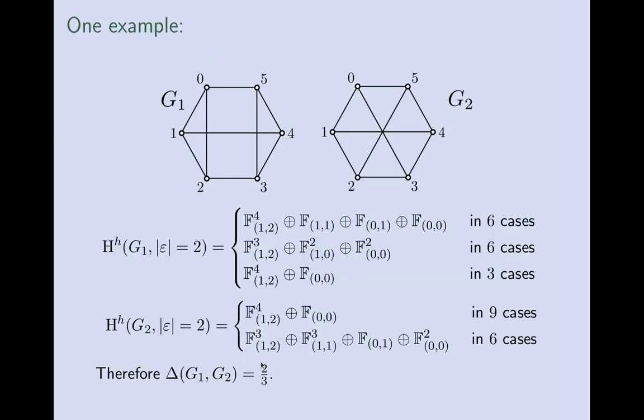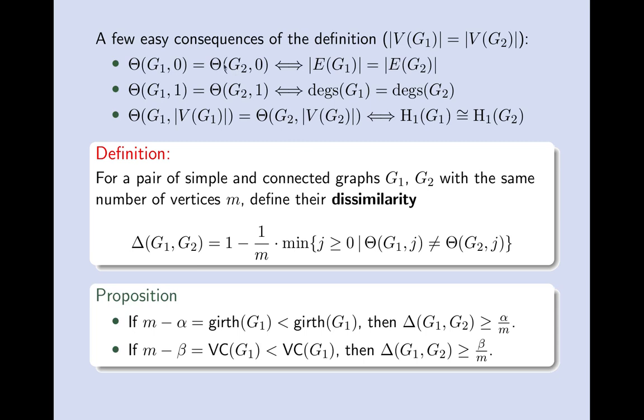Let's see a concrete example to explain a bit what I'm talking about. So let's consider these two graphs on 6 vertices, G1 and G2. And let's note immediately that they have the same number of edges, and their degree sequences are the same. These are 3-regular graphs, so the valence of each vertex here is 3. So in particular, from what I said before, the theta invariants in level at least 1 will coincide.